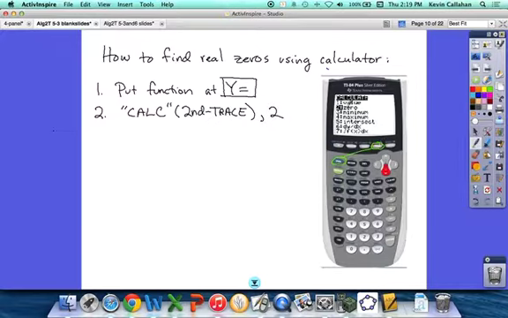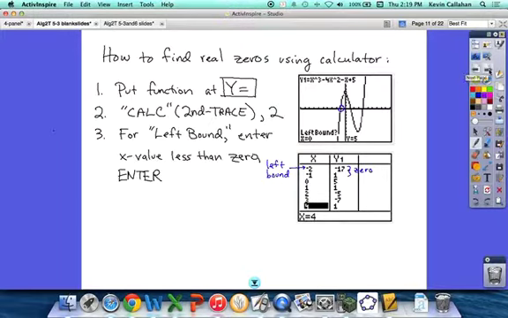And what do you see? It says left bound, right? You see this left bound right there. Now we're going to try to find our 3 zeros. You got to do it one at a time. So I'm going to start on the leftmost zero. That's this one right here. When it asks for a left bound, it is asking for an x value which is to the left of the zero that you see.